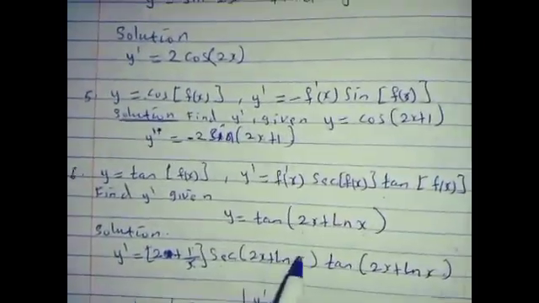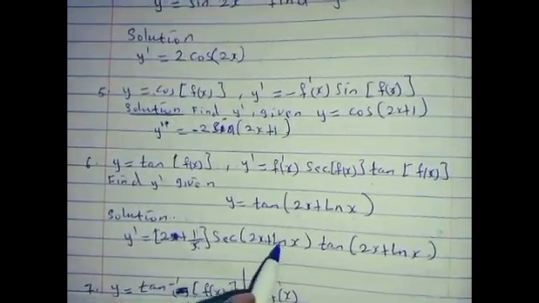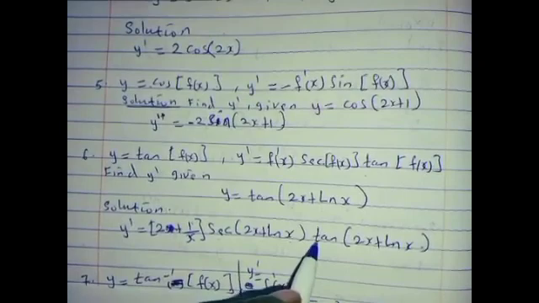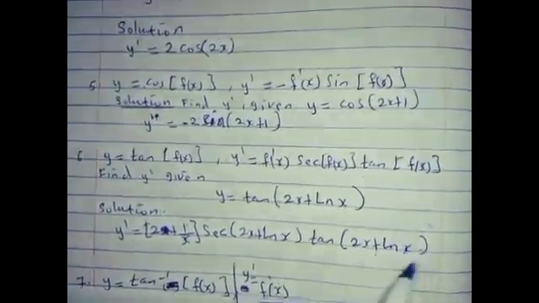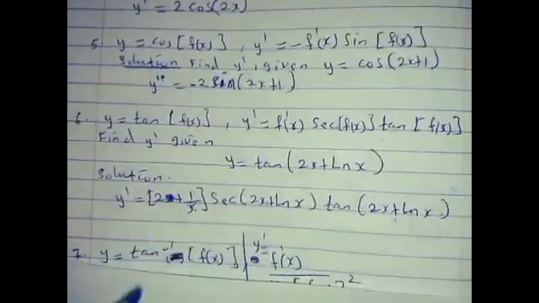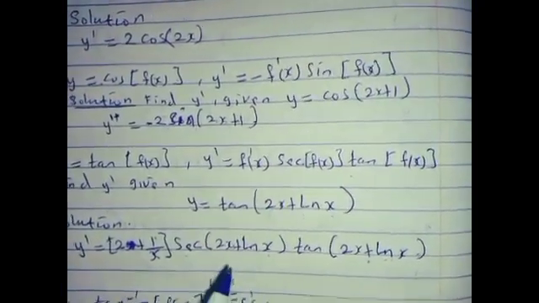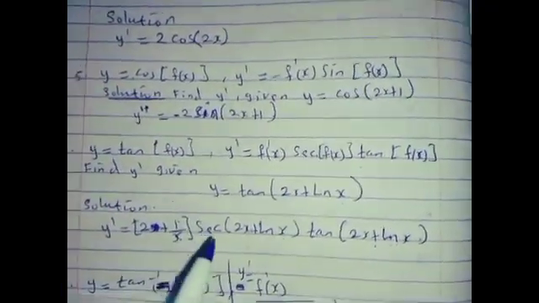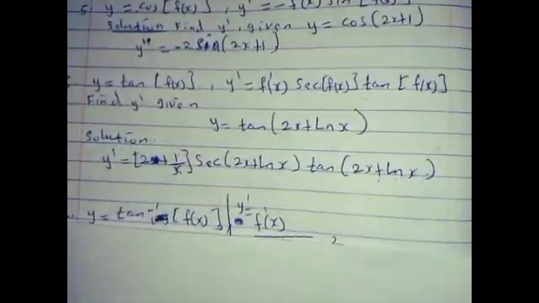Then we multiply by sec squared of the bracket 2x plus natural logarithm of x. That is the result. Of course, you can see it is very simple to do, provided you know the chain rule and the results of trigonometric functions when they are differentiated.